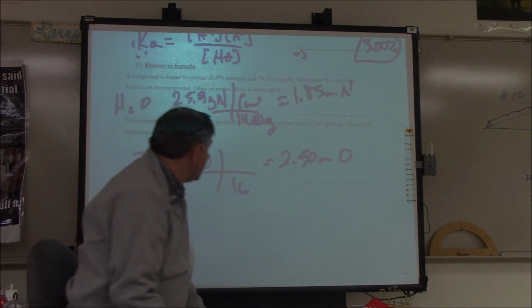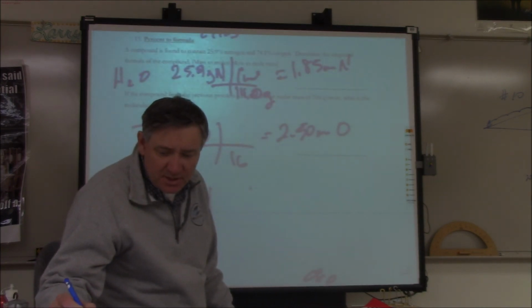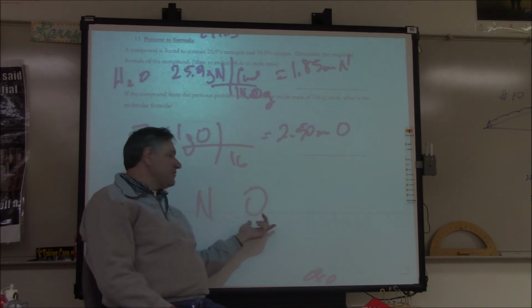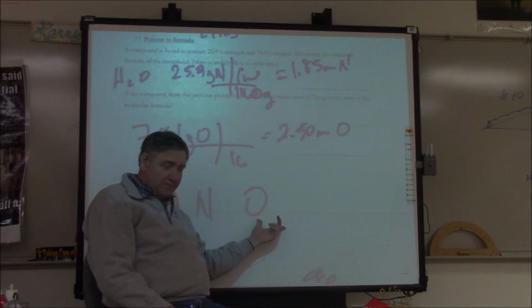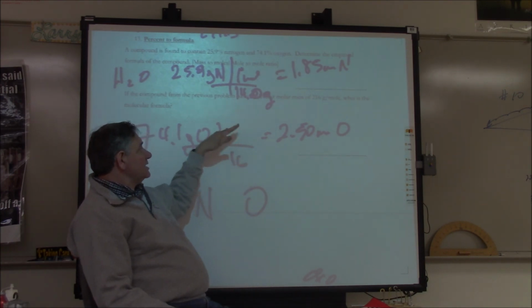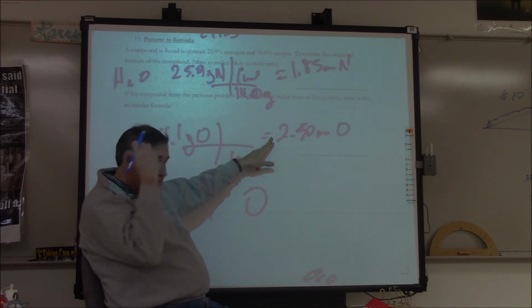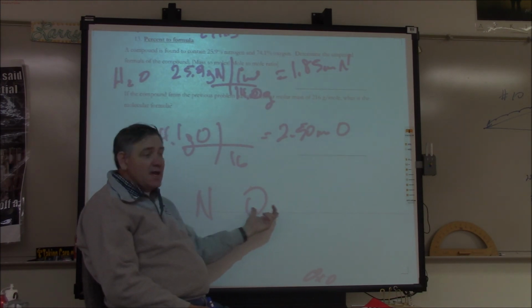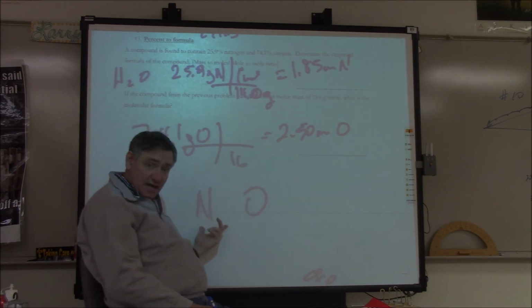Now, here's the deal. What I'm searching for on this problem is this ratio of nitrogen to oxygen. I'm trying to figure out how many moles of nitrogen I have to every 1 mole of oxygen. What is this ratio? At this point, I know I have 1.85 moles of nitrogen and 2.5 moles of oxygen. So what that tells me is that whatever number goes here with my oxygen has to be bigger than what goes with my nitrogen, because I have more moles of oxygen than I have of nitrogen.